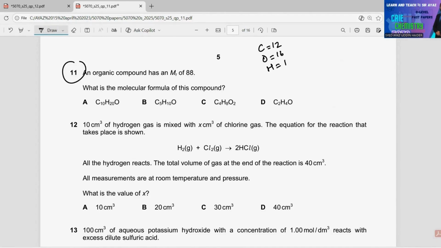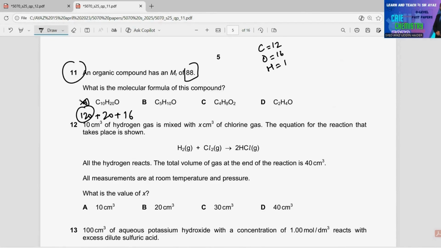In case of A, 10 multiplied by 12 will get 120, plus 20 multiplied by 1 will get 20, plus we have 1 atom of oxygen, so we will get 16 here. So 120 plus 20 plus 16, this can't be the correct answer. The reason is that the MR of carbon is bigger than this one, so it can't be the right one. Moving to the next one, choice B, C5.